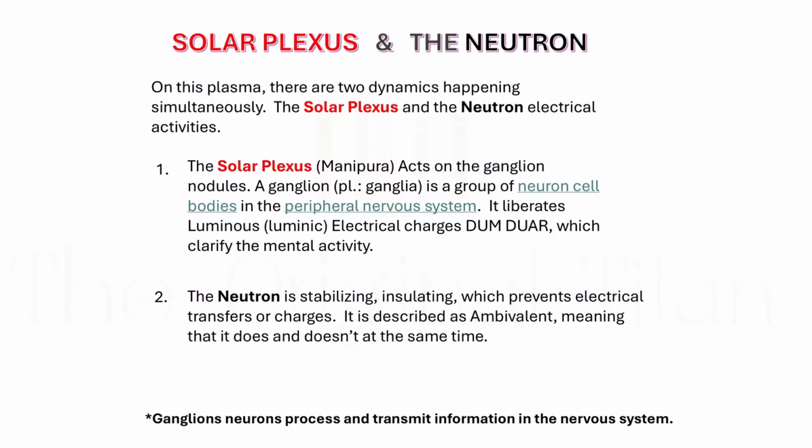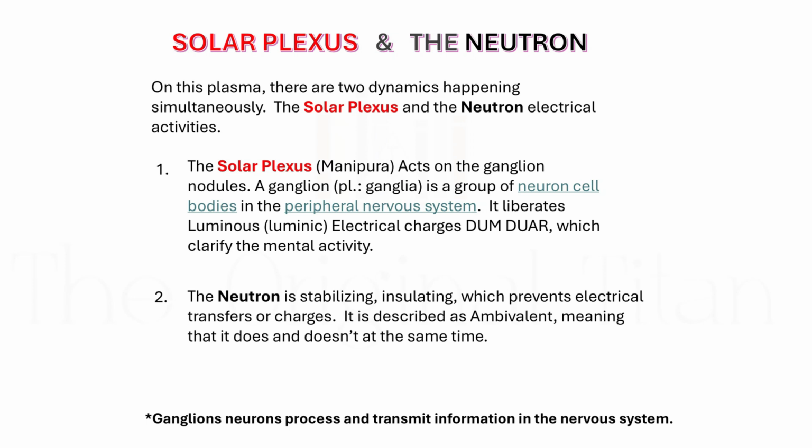We are on the solar plexus. We're going to talk about the neutron as well. We have both of these electrical activities happening at once. Now, the solar plexus, the Manipura chakra, acts on the ganglion nodules. Ganglion is a group of neuron cell bodies in the peripheral nervous system. The ganglion neurons process and transmit information in the nervous system. It liberates luminous electrical charges, Dam Dwar, which clarify the mental activity.